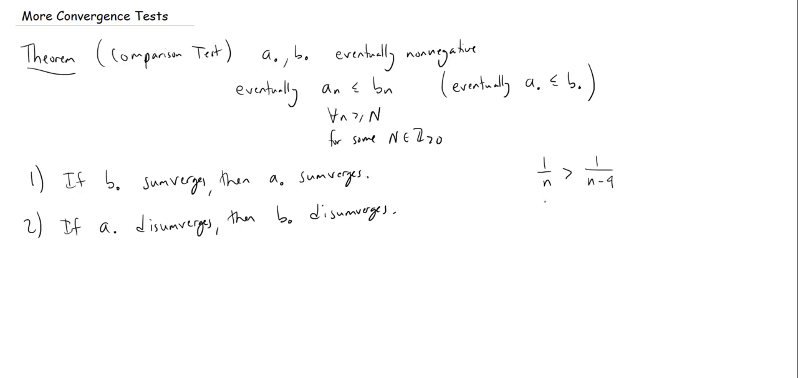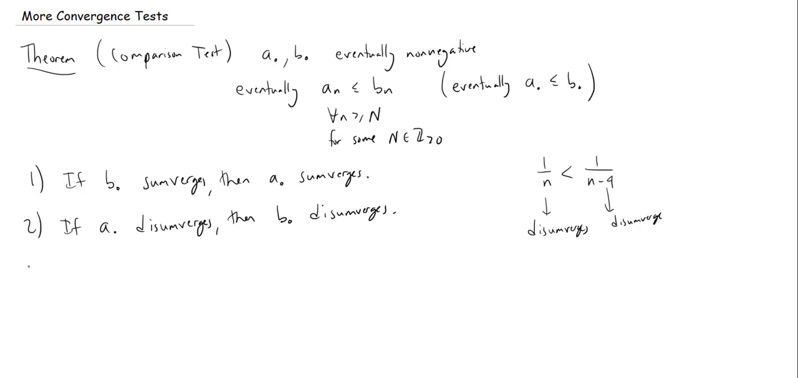But because we know that 1 over n diverges, and I wrote this the opposite way, we know 1 over n minus 4 term by term is greater than 1 over n. We know that this is going to diverge without having to prove that this sequence diverges using the definition of divergence of a sequence. All right, we can just compare it right off the bat.